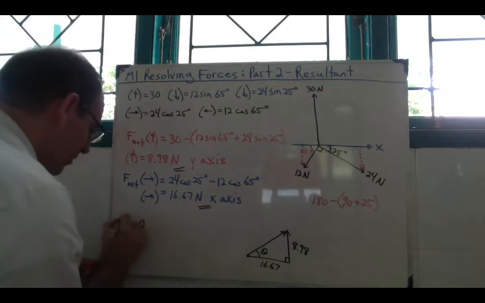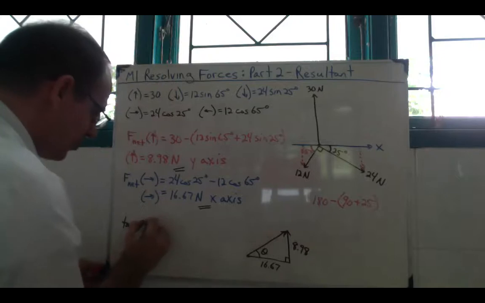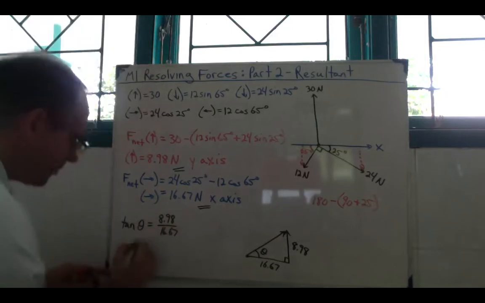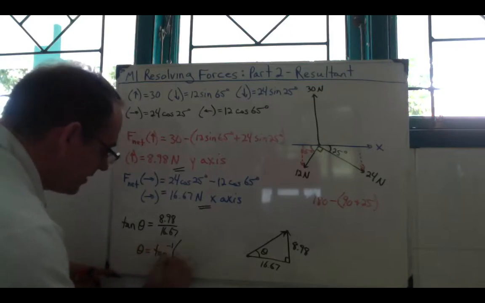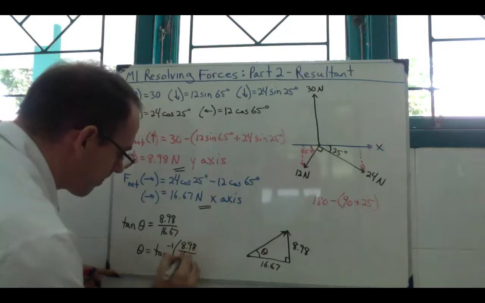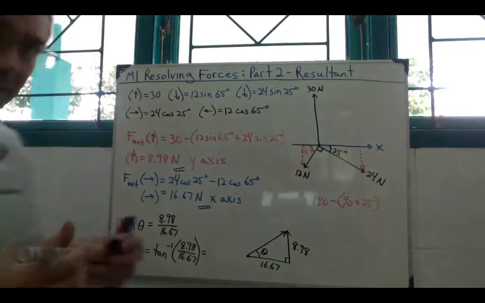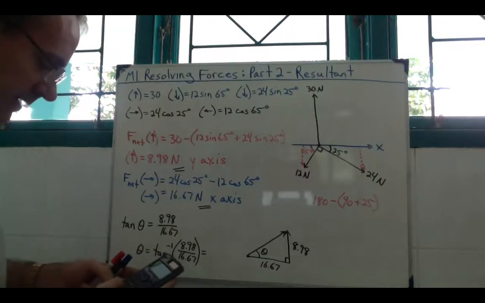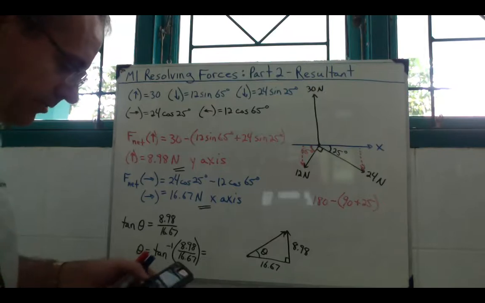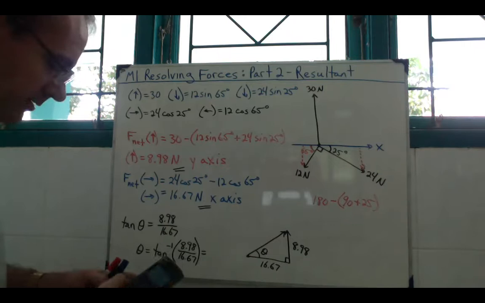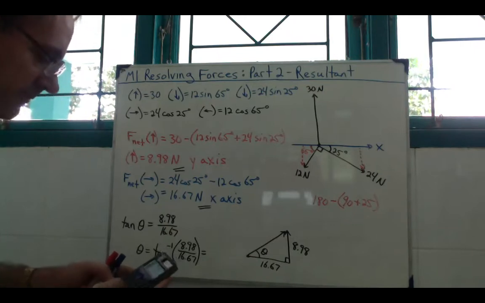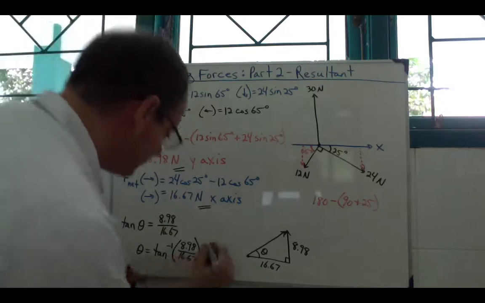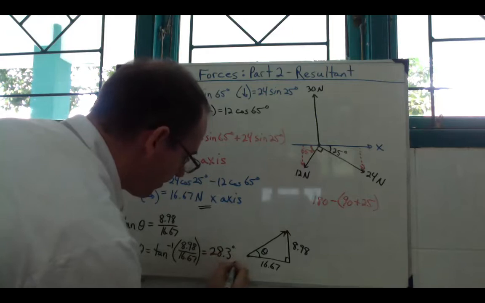So tan theta, opposite over adjacent, or SOHCAHTOA, equals 8.98 over 16.67. And then, of course, our theta is going to be the inverse tangent of that. Inverse tangent of 8.98 divided by 16.67, and we have 28.3 degrees. And that is our answer.